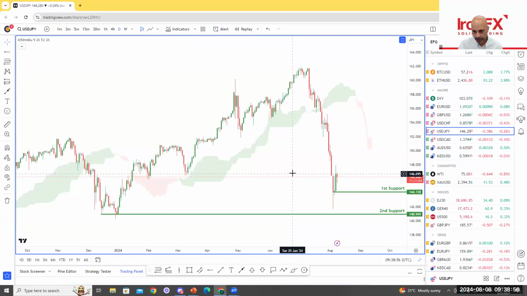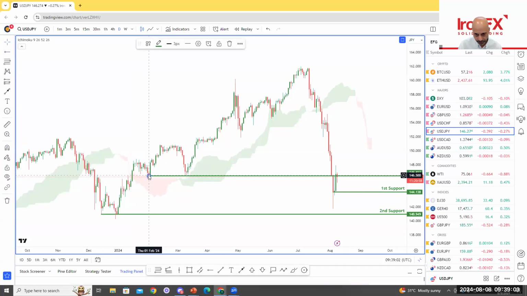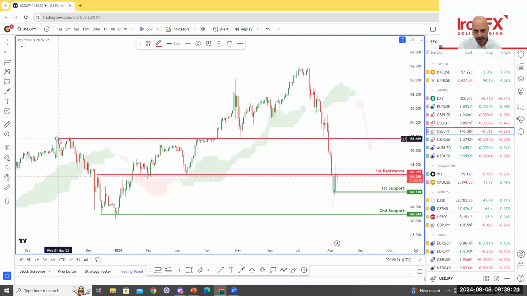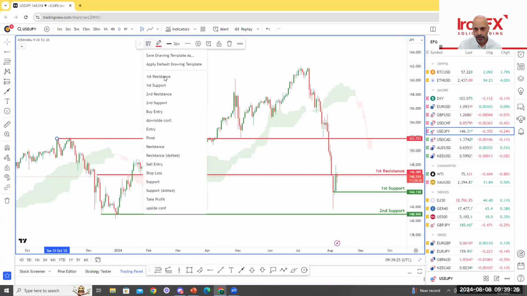In terms of resistances, we can see that dollar yen is currently testing a pullback resistance level here. That's a nice pullback resistance level. Or it's almost like an overlap, right? If you stretch it all the way here till 11th of December 2023, we see a nice overlap resistance level, which is currently being tested. That's at 146.58. The next major resistance level for dollar yen looks to be around this overlap here. There's a nice overlap at 151.72.